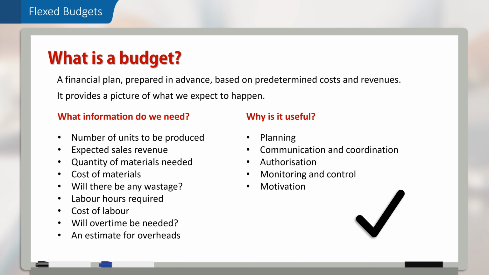However, because the budget is based on forecasts, it's rarely, if ever, going to prove entirely accurate. And problems can occur if the level of activity is significantly different from which was originally planned. Let's see why.